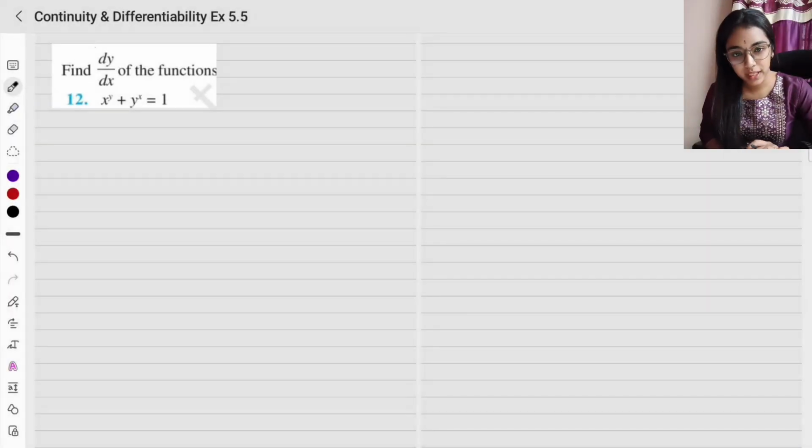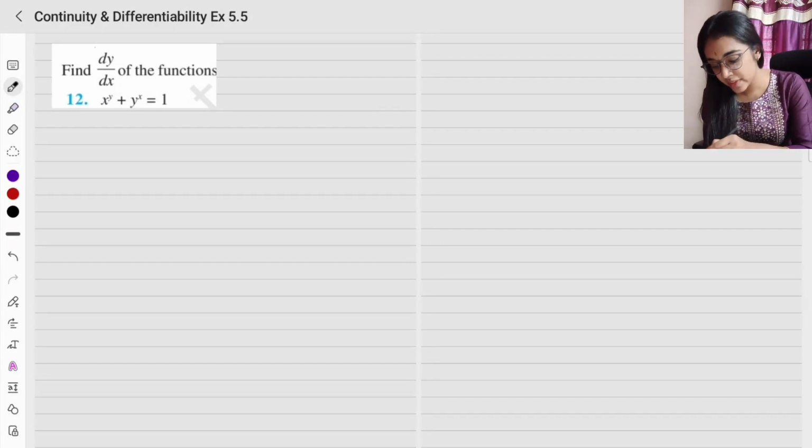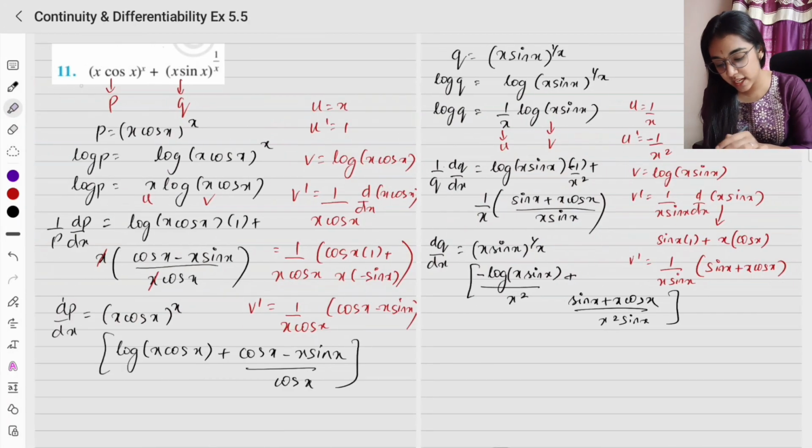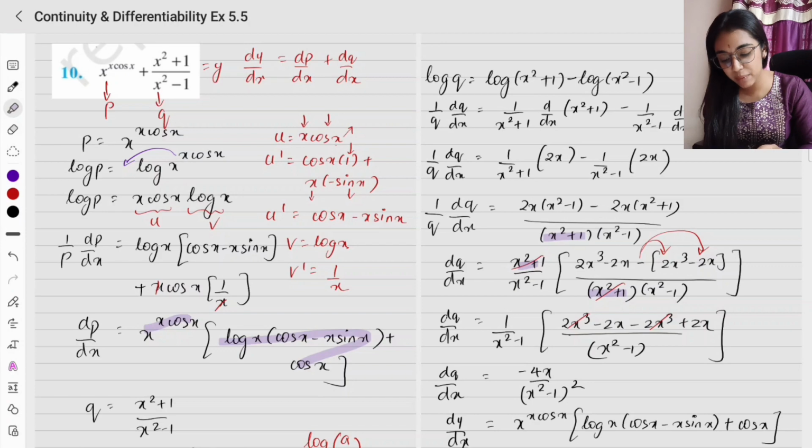Moving on to question number 12. The only difference that you see in this question from the previous questions is that here you have a y in the question itself. In the previous questions you did not have y in the question. We only equated the question to y, so y was on the RHS. See, in any previous question, we only equated the given question to y.